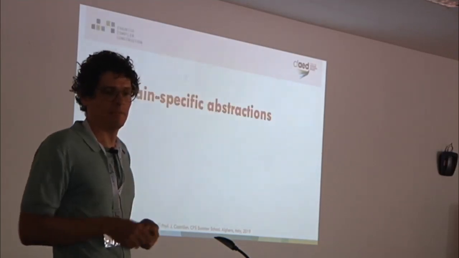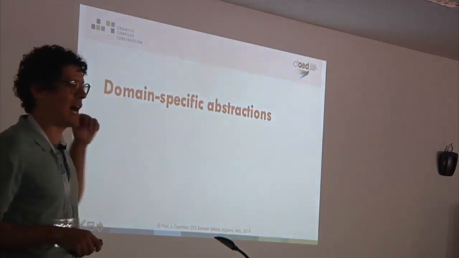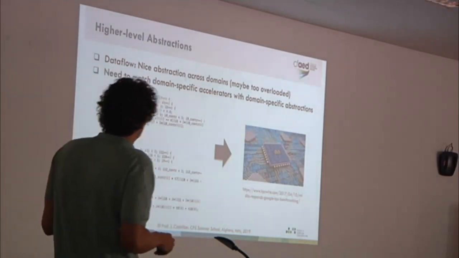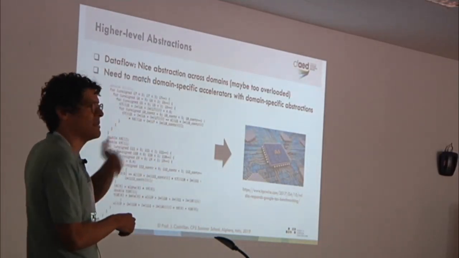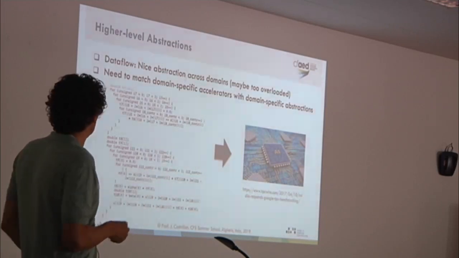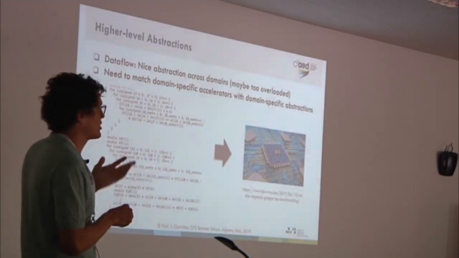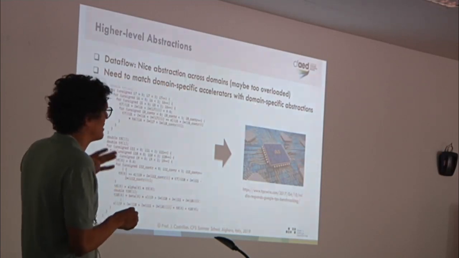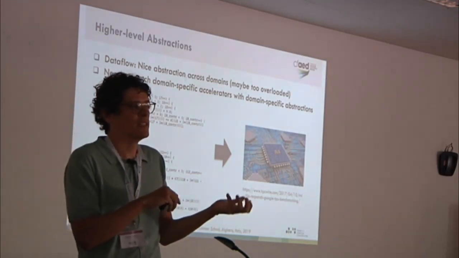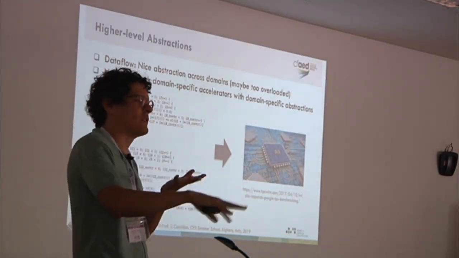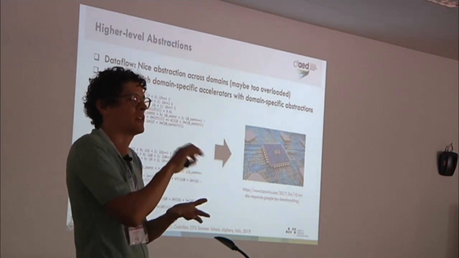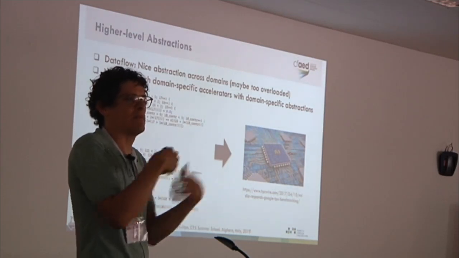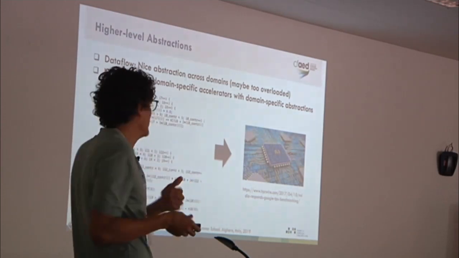Okay, good. So let me quickly go through higher-level domain-specific abstractions, because as I say, I think this is an interesting domain. Dataflow is a nice abstraction that goes across domains. Many people talk about dataflow in different communities. But there are also other abstractions, for example for machine learning. My point here is that the domain-specific nature of hardware should be matched with some domain-specific constructs on the software side. And they don't have to be standalone languages. They could be embedded in what you work with, and that's what we've been working on.